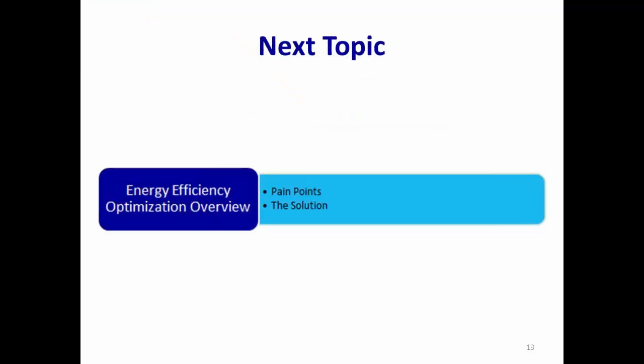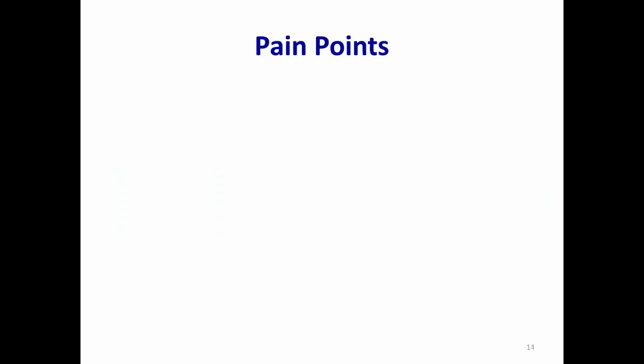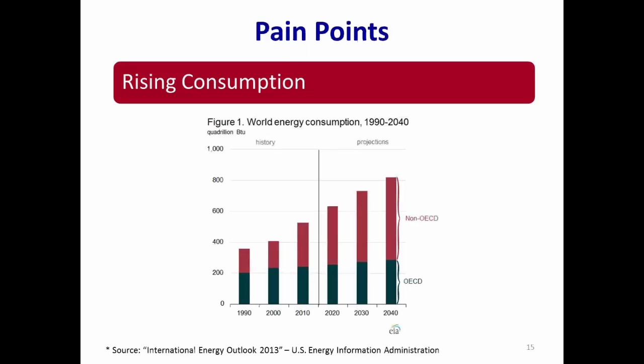Our next topic is an overview of energy efficiency optimization. Energy optimization has several pain points, including the U.S. Energy Information Administration predicts a 56% rise in energy consumption between 2010 and 2040. The industrial sector accounts for over half of global delivered energy. Growth is predicted globally, but is greatest in non-Organization for Economic Cooperation and Development countries like China and India.